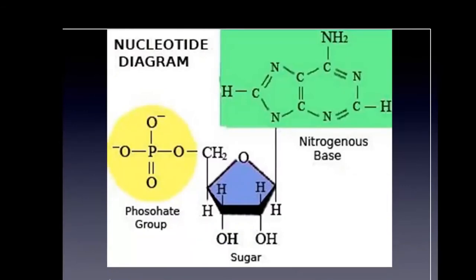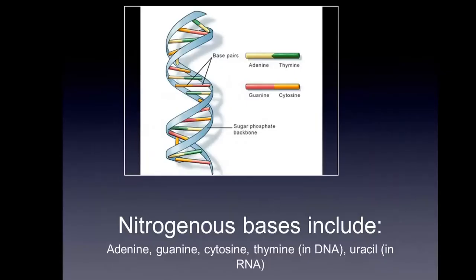Here it is in a bit more detail where it actually shows the atoms. This should say phosphate group. And this shows the complementary base pairing we mentioned before.